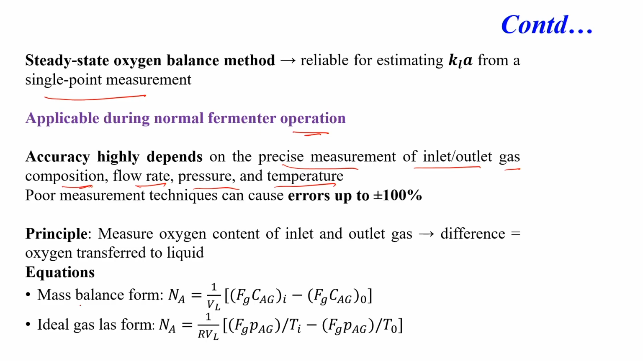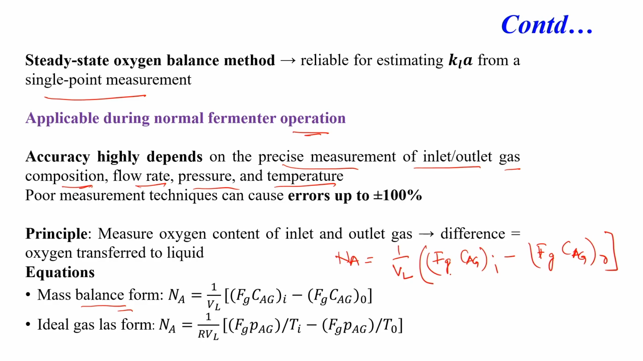So, let us say first we will see the mass balance based on the concentration. What will be the rate? What is the inlet and what is the outlet? As of now we are assuming there is no utilization and no generation. So, it will be 1 upon V, the liquid volume, times the gas flow rate into the concentration CAG at inlet, minus the gas flow rate and concentration CAG at outlet. So, this is the rate of oxygen transfer.